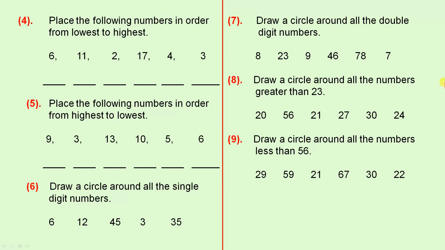Question 4. Place the following numbers in order from lowest to highest. Question 5. Place the following numbers in order from highest to lowest. Question 6. Draw a circle around all the single-digit numbers. Question 7. Draw a circle around all the double-digit numbers.